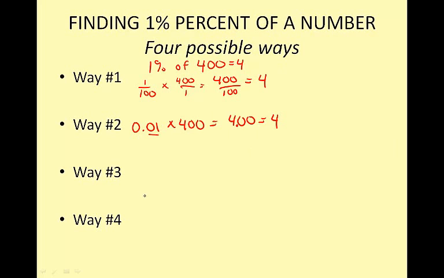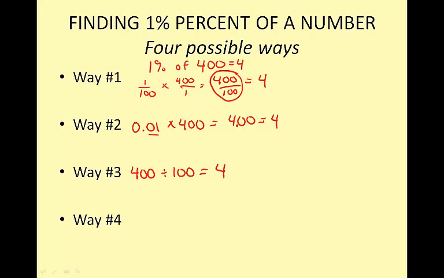Way number 3 is I know that 1% is 1/100th of 100%. So if I divide 400 divided by 100, which, if you can see from way number 1, is exactly the same as right here, I get 4.